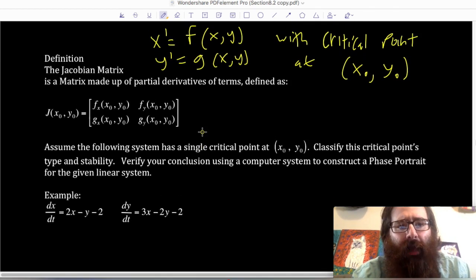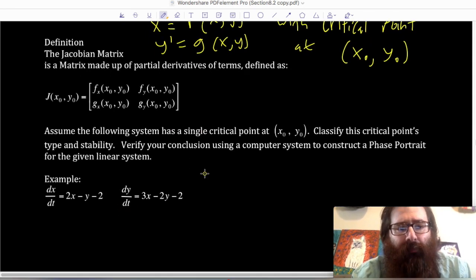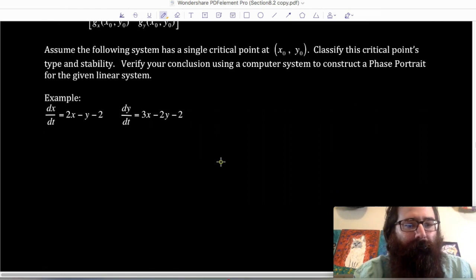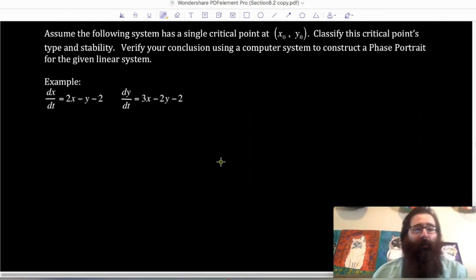But let's talk about how that can be applied to these linear systems that we have here and what that means. So assume the following system has a critical point at x sub 0, y sub 0. Classify the critical point's type and stability, and verify this conclusion using a phase portrait, with some computer utility, Python would be ideal for that, right? So what I can do right away is find the critical point.